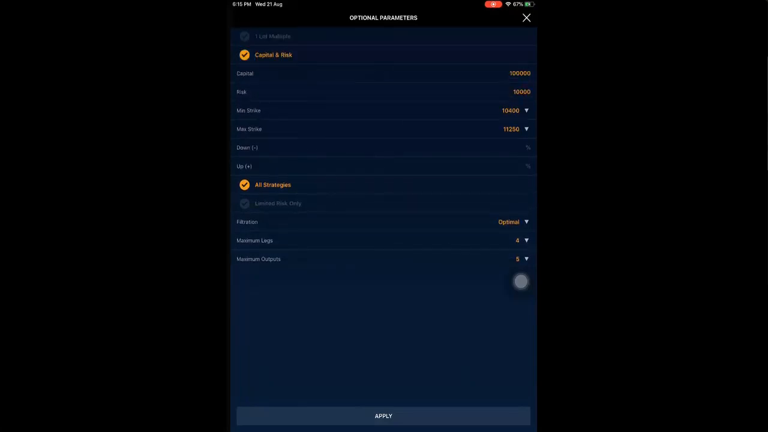Second comes the capital and risk. In this, I say I have a defined capital, margin, and what is the risk I'm ready to take in my strategy. Am I ready to take 3% of the risk, 5%, 10%? What is the value I'm looking for? Basically, in rupee terms, you're defining this capital and risk. Min and max strikes, the algorithm will pick up on its own. However, the user has the flexibility to change it.